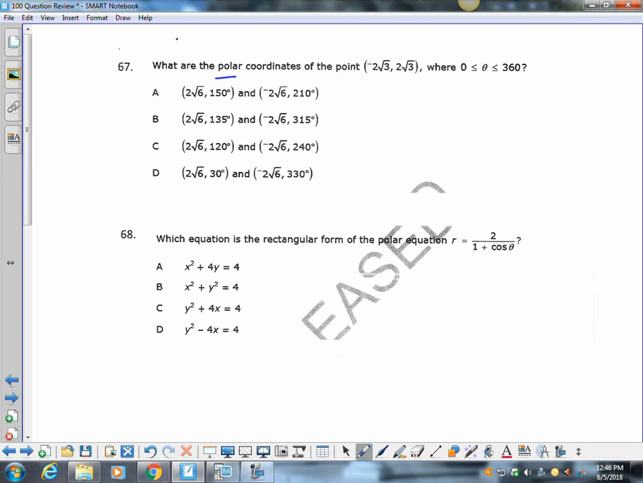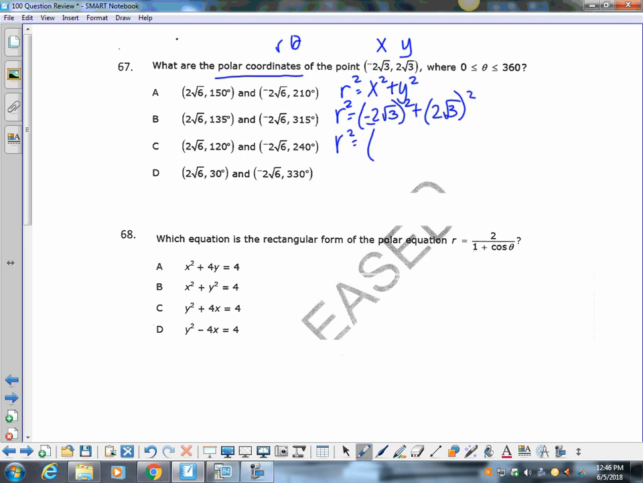Okay, polar coordinates. So these are x's and y's. So I want an r and a theta. So my r formula: r squared equals negative 2 root 3 squared plus 2 root 3 squared. So that would be 4, and that would be a 3. So this is a 12. And that would be a 4, and that would be a 3. So that would be a 12. 24. So r equals the square root of 24, which is 2 root 6.